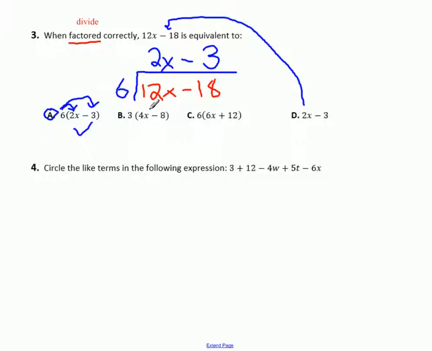Next one says, circle the like terms in the following expression. Again, like terms, I'm looking for letters that have the same variable and the same exponent. These guys don't. So there's only these two right here. These constants by themselves are like terms. I can actually add them together, because this is a number and this is a number, and I can always add numbers together. So that was a little bit of a tricky question, but I liked it.